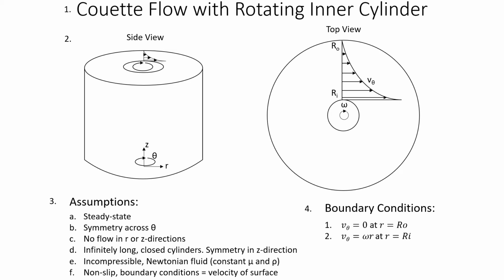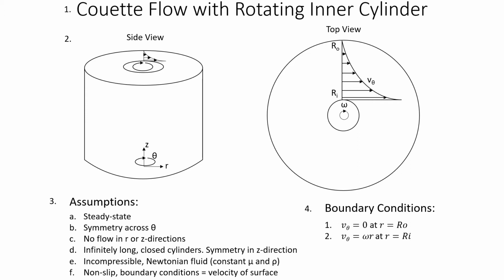So the engineering problem we're going to be using is a Couette flow with a rotating inner cylinder and a fixed outer cylinder. You can see from the side view that we've oriented the cylinder vertically along the z-axis. And you can see from the top view the expected velocity profile in the theta direction along the r-axis given an angular velocity of omega. And I've also defined the outer cylinder as r0 and the inner cylinder as r initial.